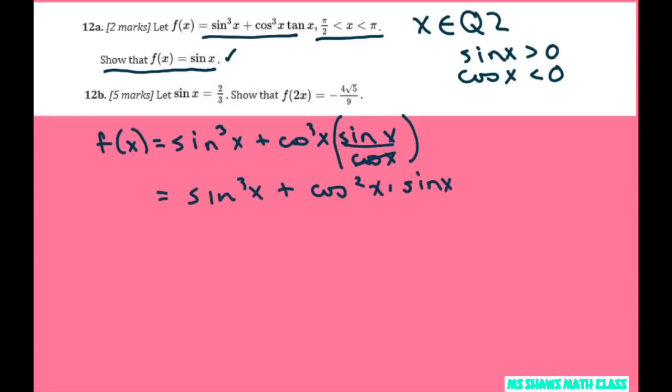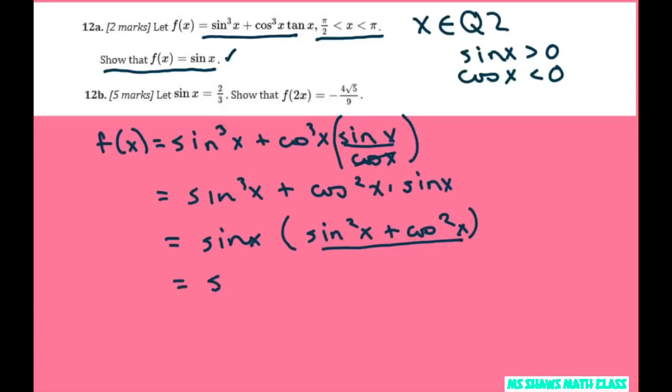Now we can factor out sine x. And when you do that, you get sine squared x plus cosine squared x. This equals 1. It's your Pythagorean identity. So we're left with sine of x. So we have shown by simplifying that these two are equivalent. Now we have one more part to do.